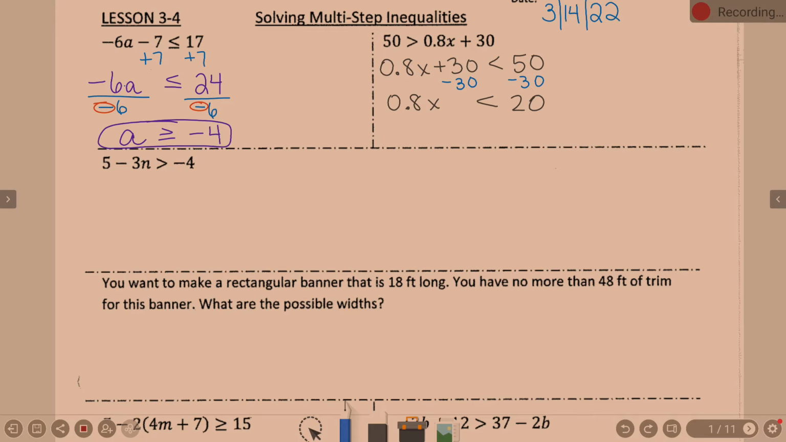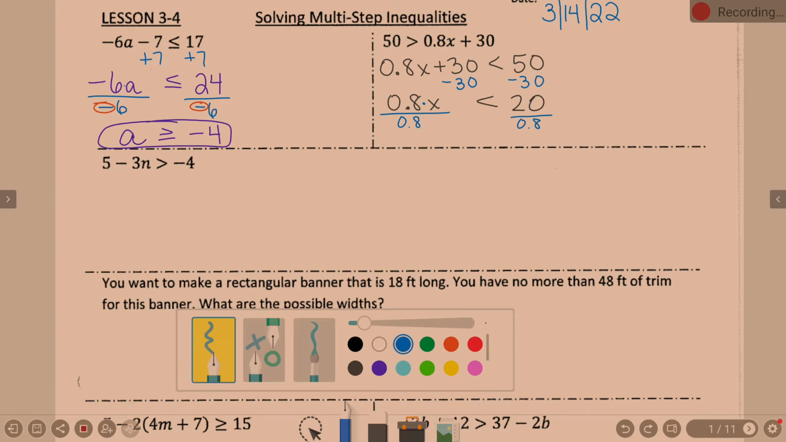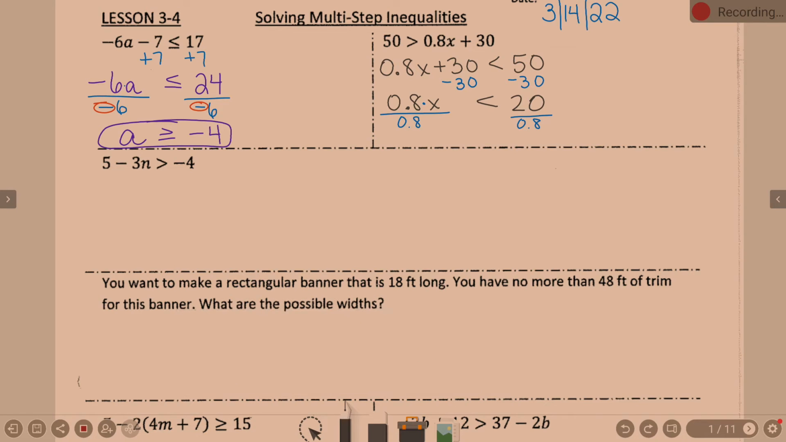Okay. I'm not done until it's x less than or greater than. If it's 0.8 times x, we're going to divide. If you divide the left, you divide the right. 0.8x divided by 0.8 is just x, right? 20 divided by 0.8.